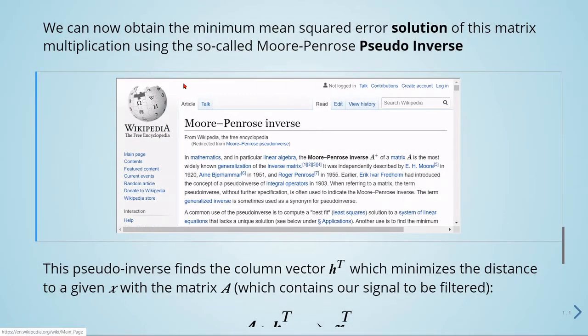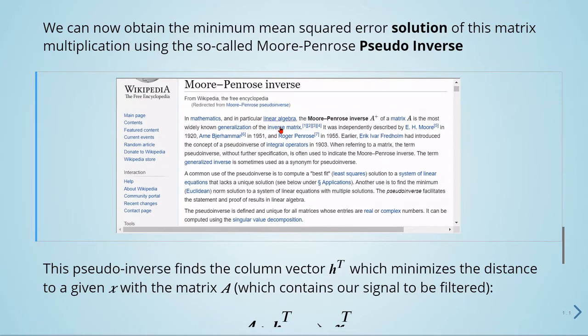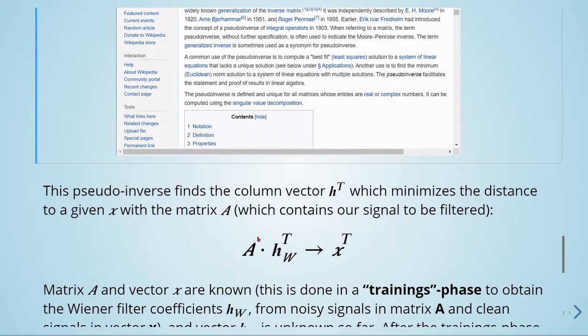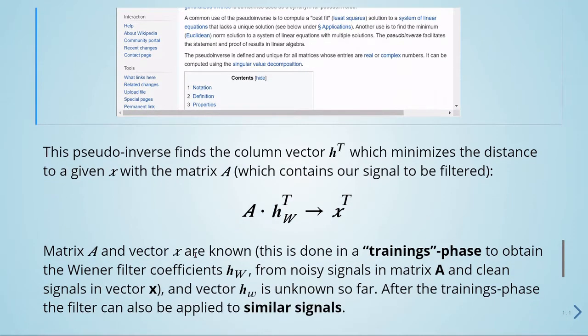We can now obtain the minimum mean squared error solution of this matrix multiplication using the so-called Moore-Penrose pseudo inverse. So here in Wikipedia you can read about the Moore-Penrose inverse, so you can understand what's going on. Thus this pseudo inverse defines the column vector h_w transposed, which minimizes the distance to a given x with the matrix A, which contains our signal to be filtered. So A times h_w transposed will imply x transposed.